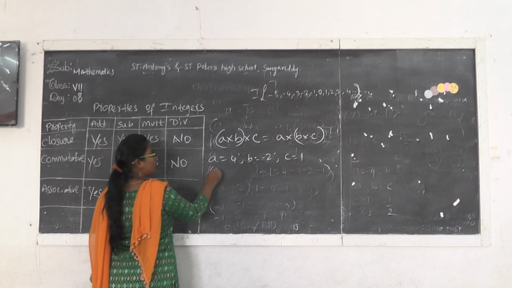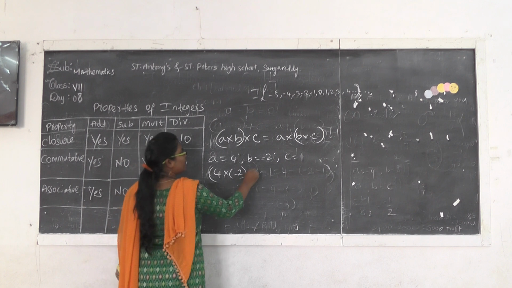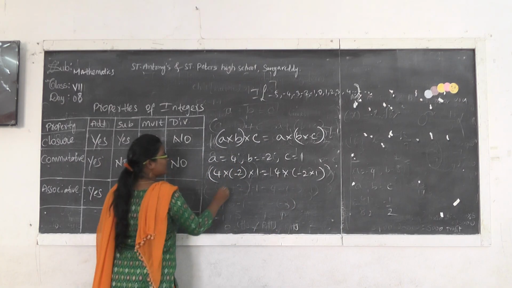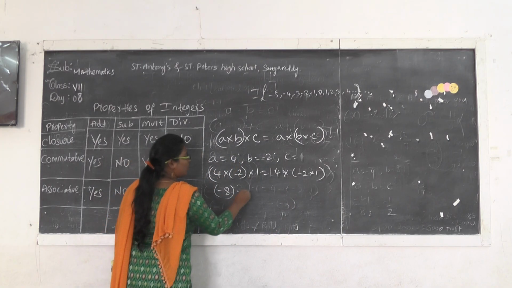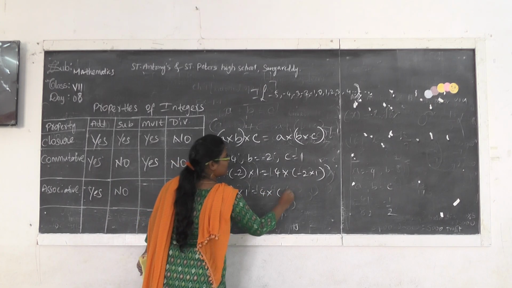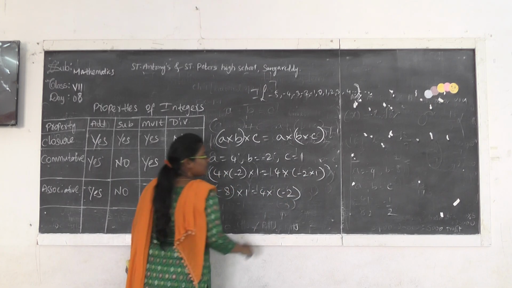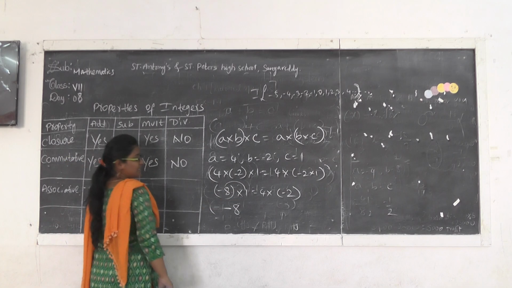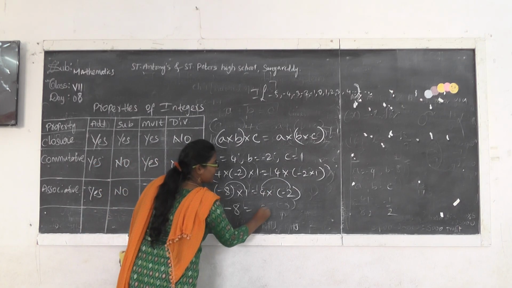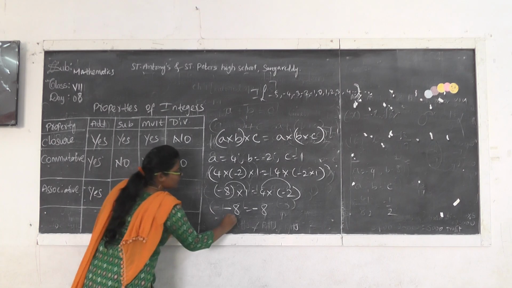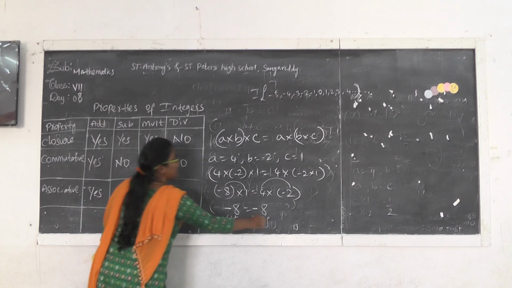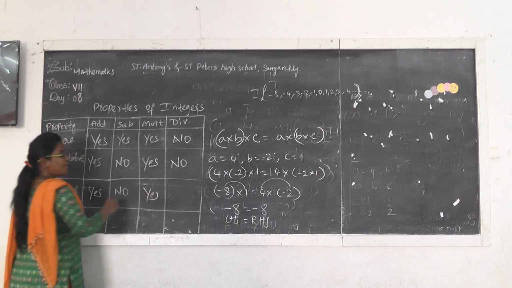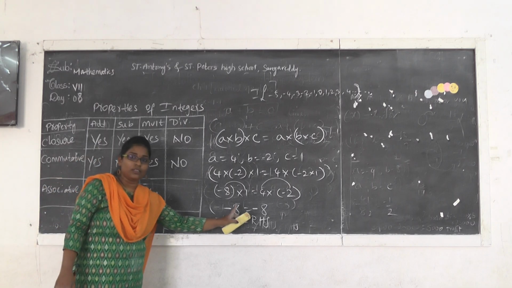Now A value 4. (4 into minus 2) into 1 equals 4 into (minus 2 into 1). 4 2s are 8, so minus 8 into 1 equals 4 into, 2 1s are 2. One is negative, one is positive, the result is negative. Now 8 1s are 8, one negative, one positive, the result is negative. 4 2s are 8, the result is negative. So LHS is equal to RHS. So associative property is also satisfied under multiplication because LHS is equal to RHS.